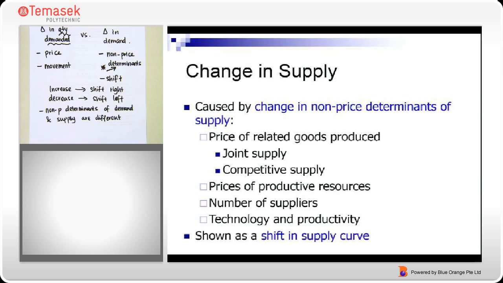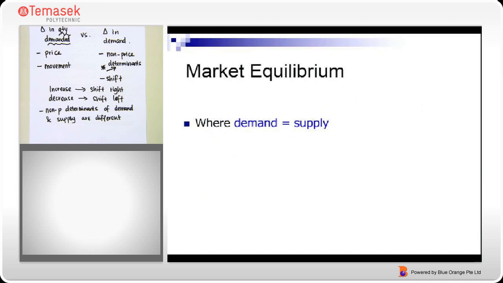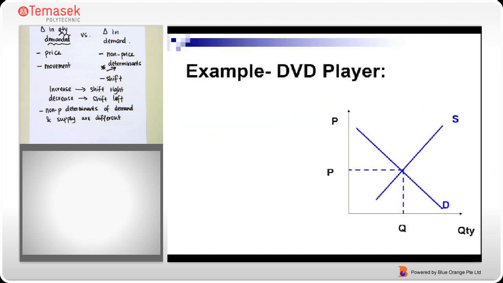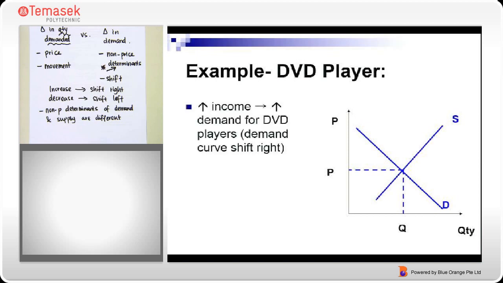So one example on the slide. For example, in the market for DVD players, if we assume that DVD is a normal good, then an increase in income can lead to a rise in demand. Therefore, the demand curve shifts to the right. And we make use of demand and supply because we want to find out what is the equilibrium price and quantity in the market.